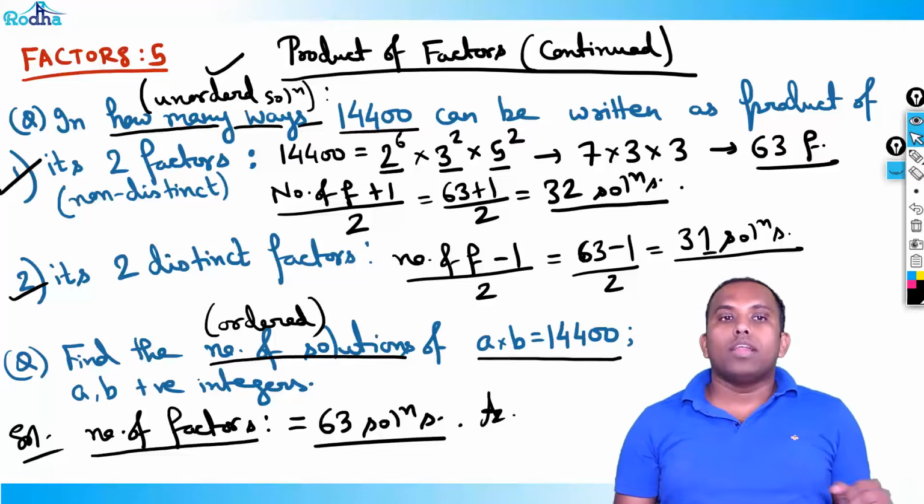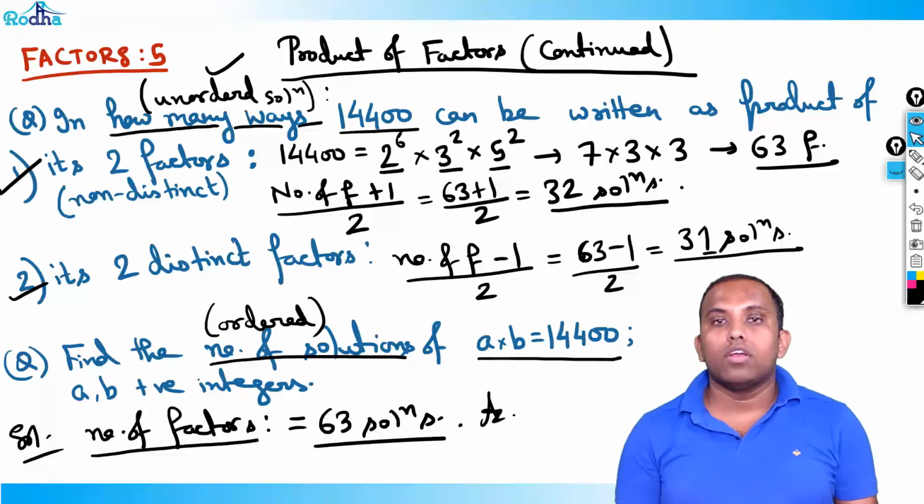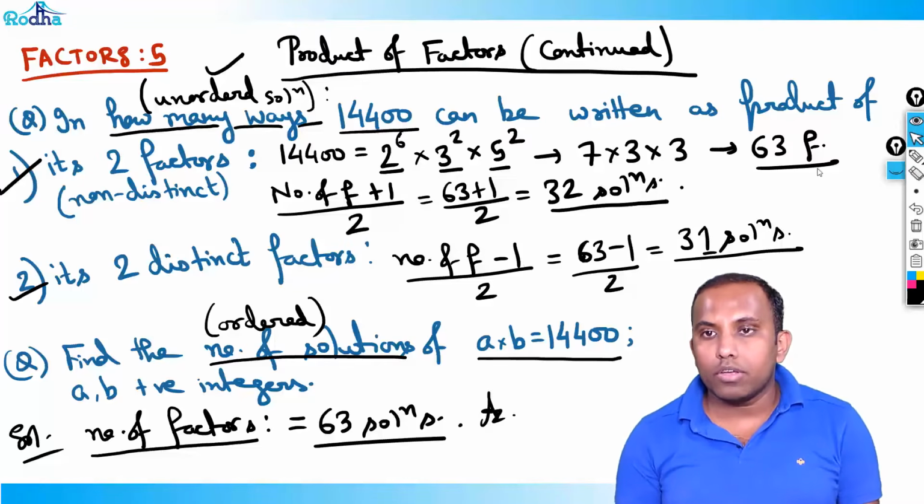Till now we have been discussing the number of ways in which we can write a number as a product of its two factors. Now what will we discuss? Actually the product of factors. For a number, what is the result of the product of its factors? Let me write it down here.